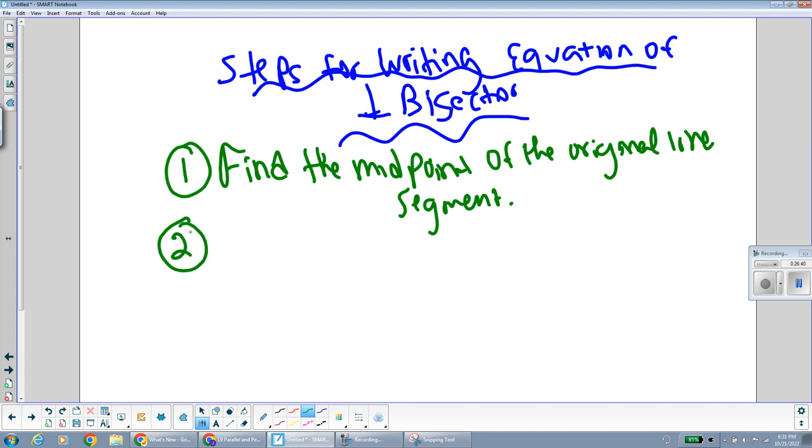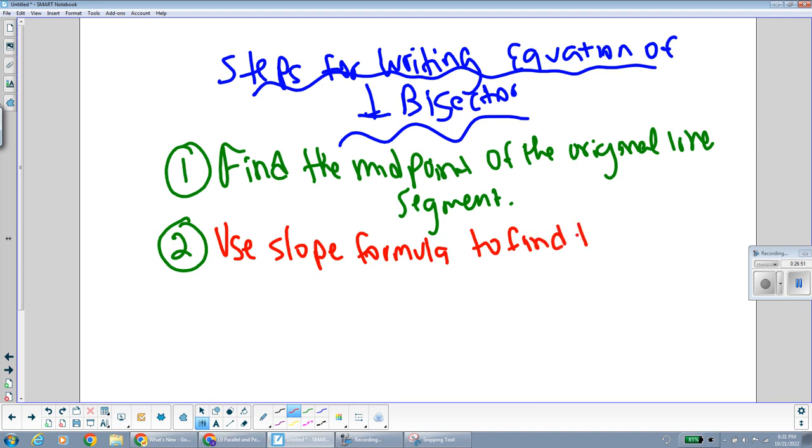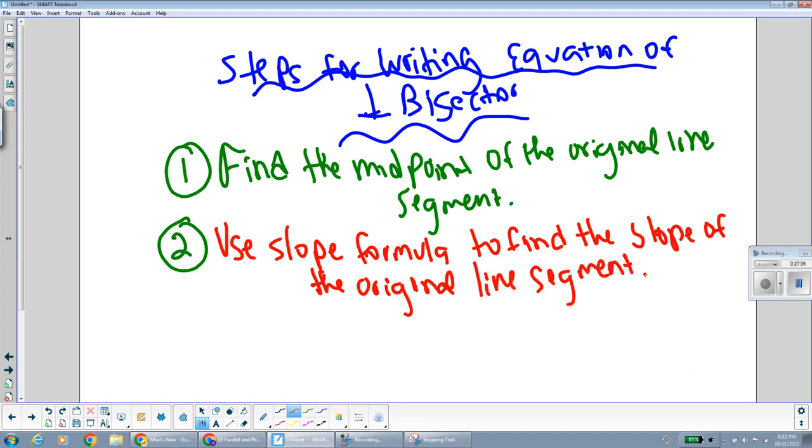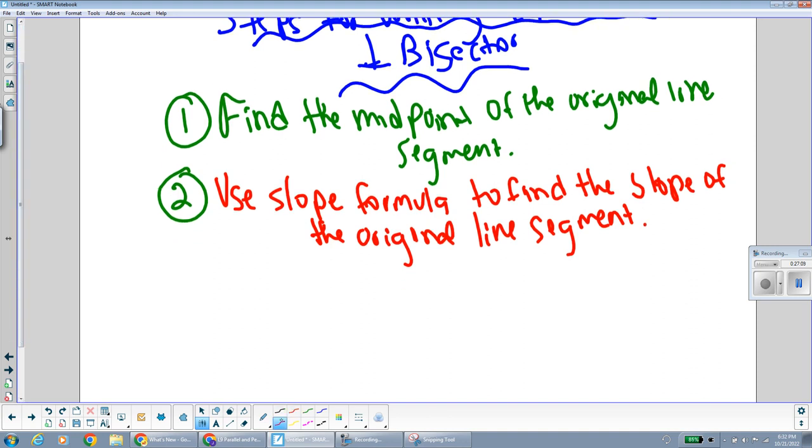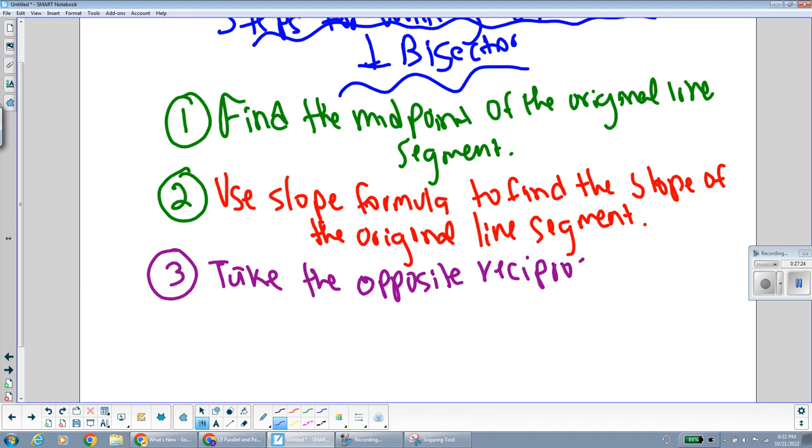Step 2, we need our slope. You can use the slope formula, or if you have a graph, you can use rise over run to find the slope of the original line segment. Once you have that slope, since this is a perpendicular bisector, you do need the opposite reciprocal slope. Take the opposite reciprocal slope.